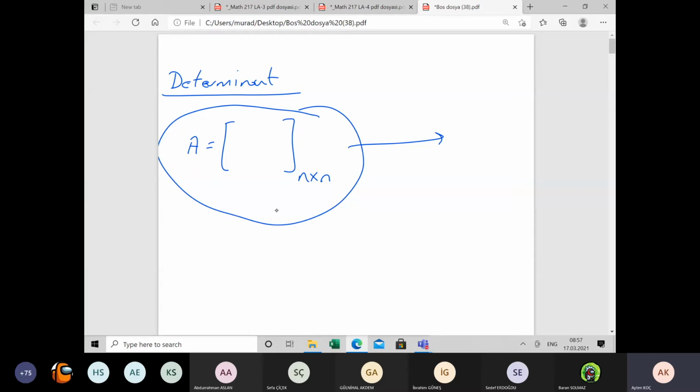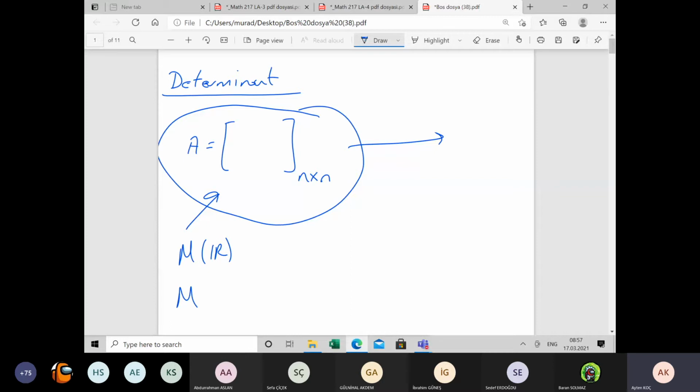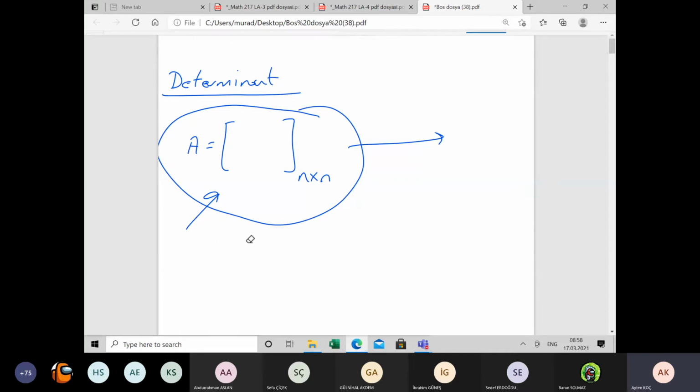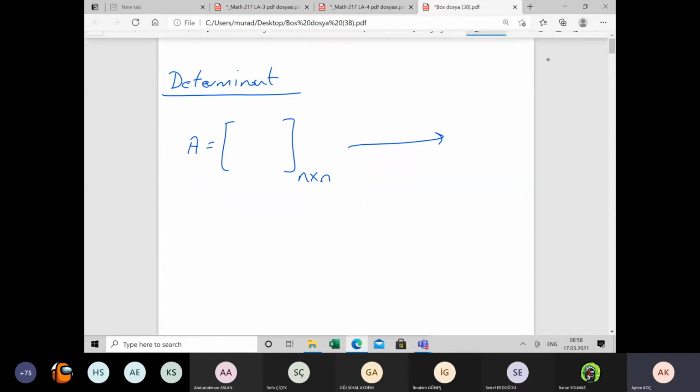So we take our matrix. Here in our lecture, our matrices have coefficients coming from the real numbers. Of course, the same property holds in other settings, but here we consider only these matrices, with entries coming from the real numbers.